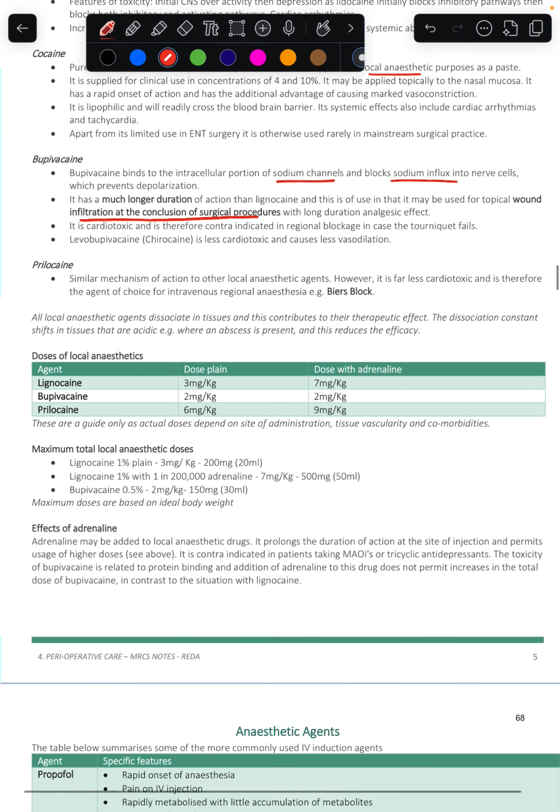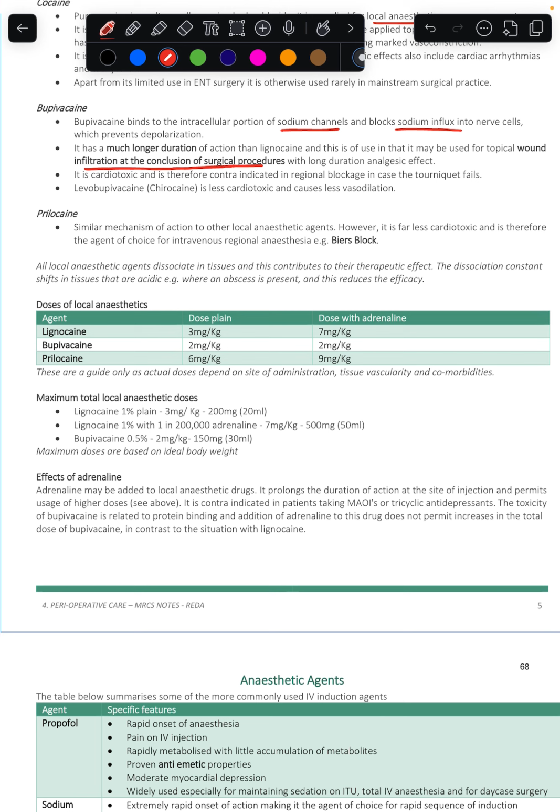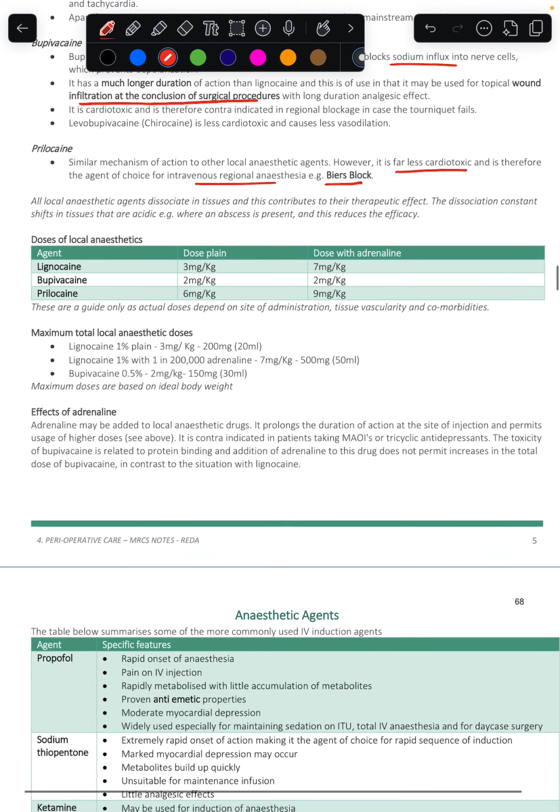Prilocaine has the same mechanism of action as other local anesthetics. However, it is far less cardiotoxic, so it is therefore used for intravenous regional block. All local anesthetic agents dissociate in the tissue, and therefore the therapeutic effect depends on the dissociation constant shift.